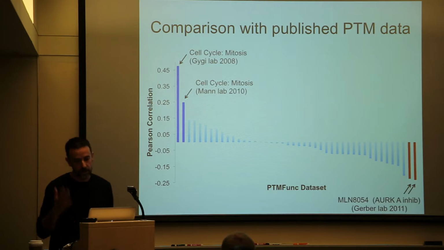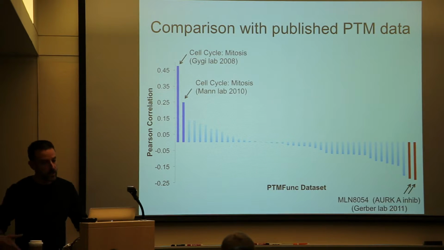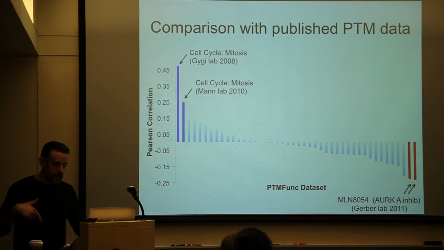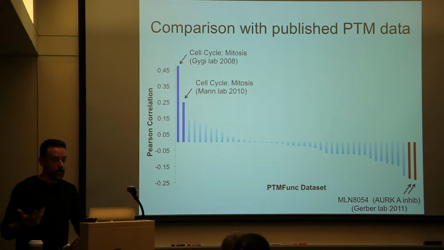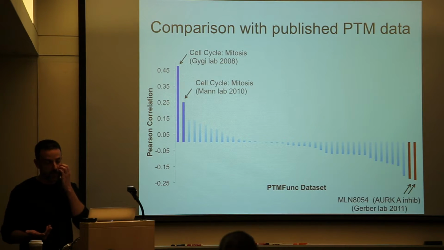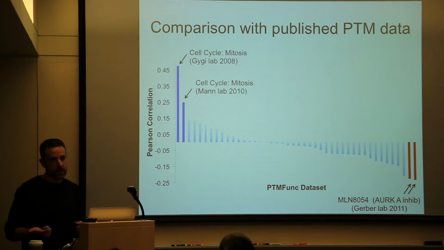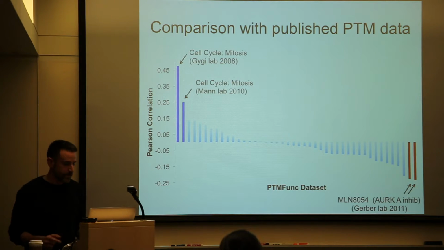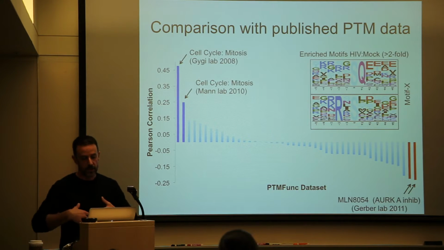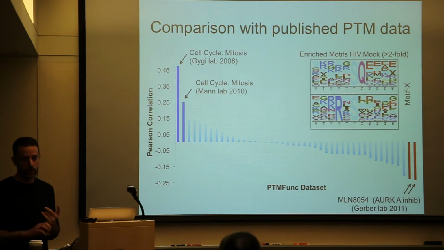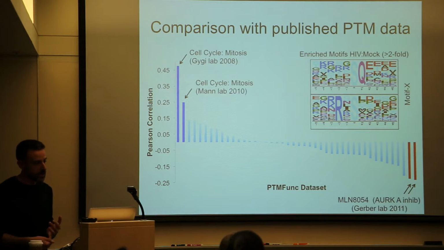But what was interesting was at the opposite end of the data, there was data on an aurora kinase A inhibitor that was anti-correlated with the HIV-dependent proteome. And so we asked the question, are there aurora kinase A dependent sites in the HIV-dependent proteome, and is HIV sensitive to aurora kinase? And to answer the first question, the answer was yeah, there are a lot of known aurora kinase A substrates that were in our data.